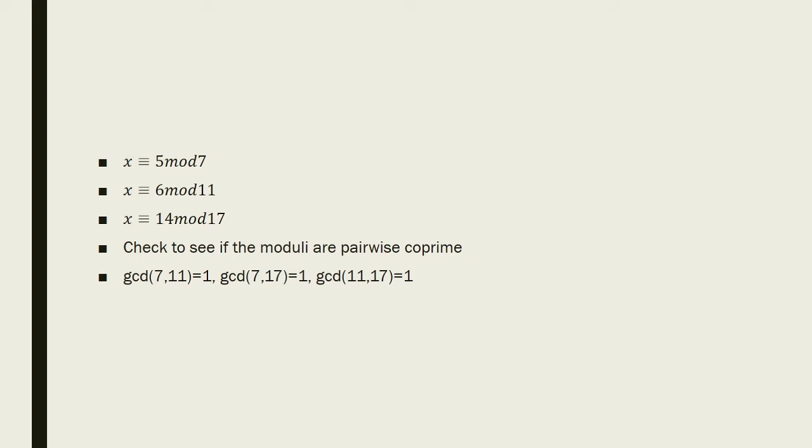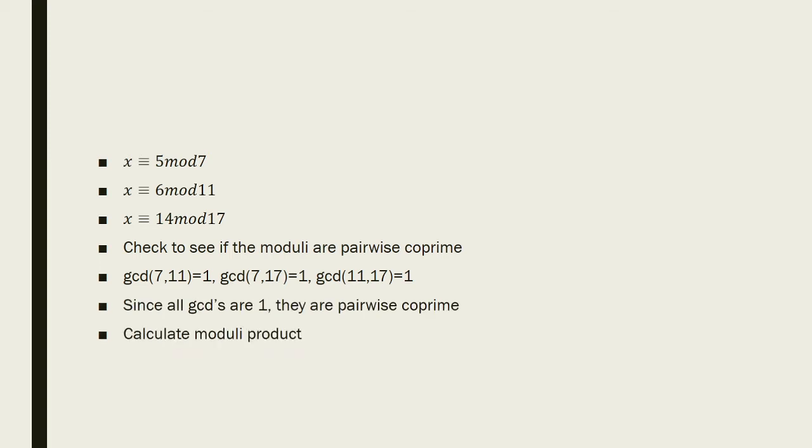Notice that we're taking GCDs of all prime numbers. So the GCD of prime numbers is just 1. So since all GCDs are 1, they are pairwise coprime. The next step will involve us calculating the moduli product, which will just take the 3 moduli and multiply them to get 1,309.